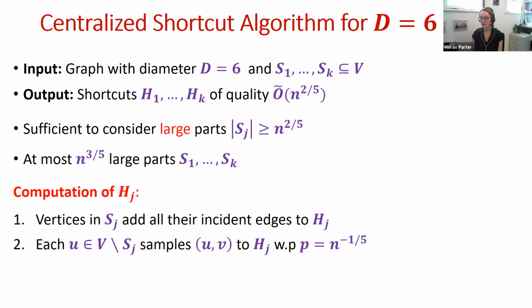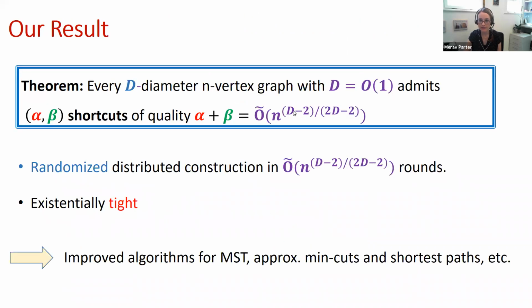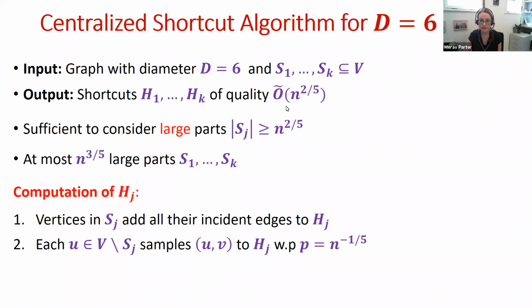Okay, so the construction, at least the centralized construction of the shortcut, is very easy to explain. The analysis is somewhat trickier, but for simplicity, let's just consider for the remainder of the talk graphs of diameter 6. Okay, so the input for the shortcut algorithm is a graph with diameter 6 and a collection of subsets S1 to Sk that are vertex disjoint and connected. And the goal is to come up with shortcuts H1 to Hk, and then if you plug D being 6 in this quantity, the desired quality is n to the 2/5.